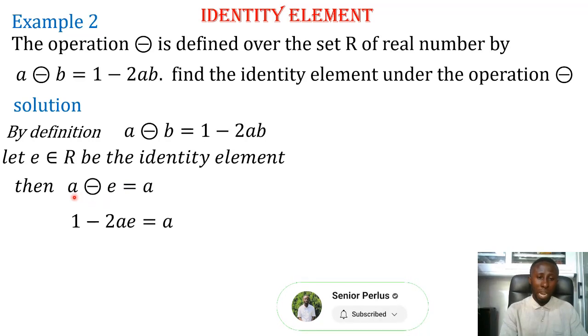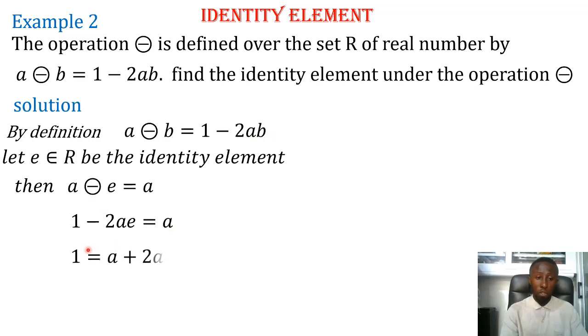Right? Then we know that our A is what? A, and our E is what? B. So this is the definition. Anywhere you see A, just put A there. Anywhere you see B, just put E there. That's why we have the equals the A. So that's by definition. Now we know how to solve this.